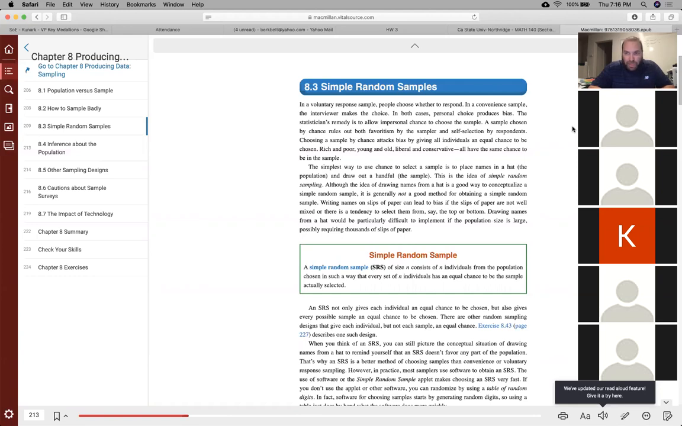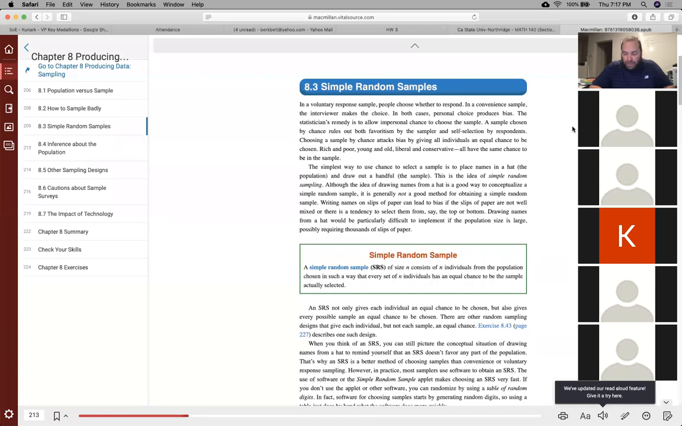A simple random sample requires that every possible way of getting n from the population is as likely as any other. That is by definition what a simple random sample is. Okay? It is the most important type of sampling design because it is as random as it gets. Anything else is less random than this one is.